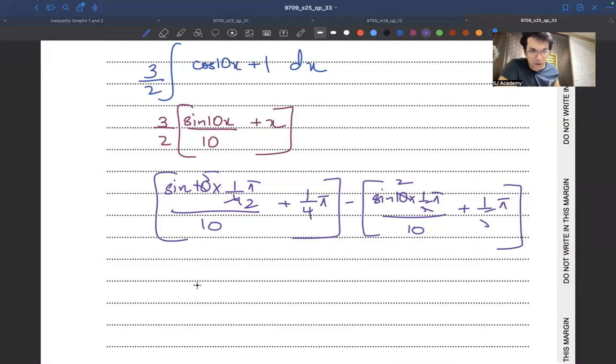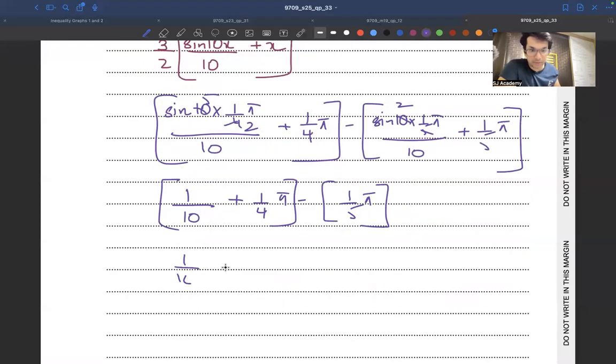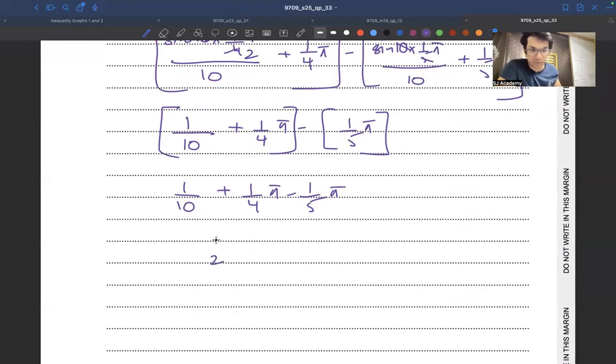That was simple. 1 upon 10 plus 1 upon 4 pi minus sine of 2 pi, that is 0, because sine 360 is 0. So that will become 0 and we'll get 1 upon 5 pi over here. And then the final answer would become 1 upon 10 plus 1 upon 4 pi minus 1 upon 5 pi. We can take the LCM throughout now. So the LCM would be 20. So this would become 2 plus 4 times 5, so this will be 5 pi minus 4 pi. So we'll get 2 plus pi upon 20.